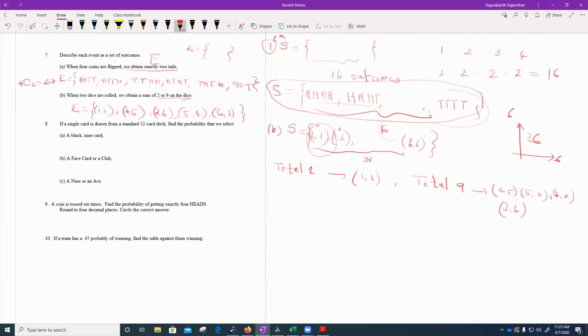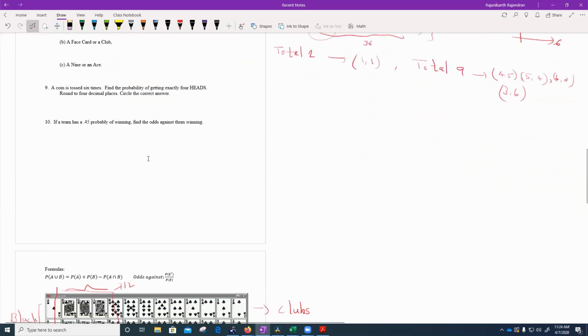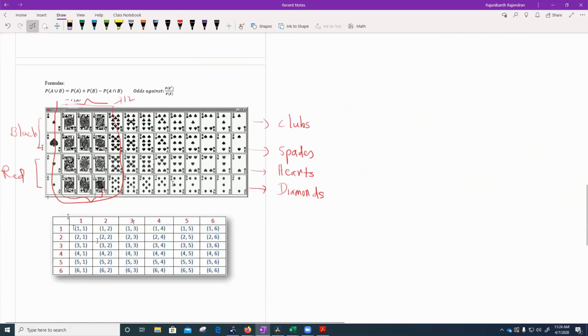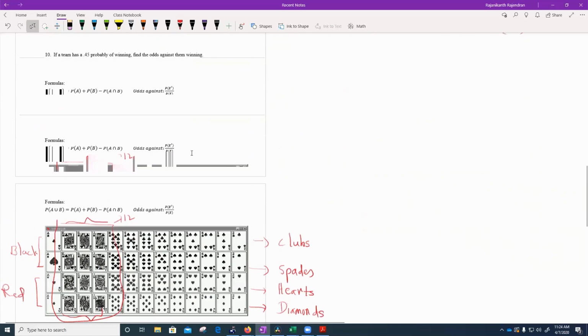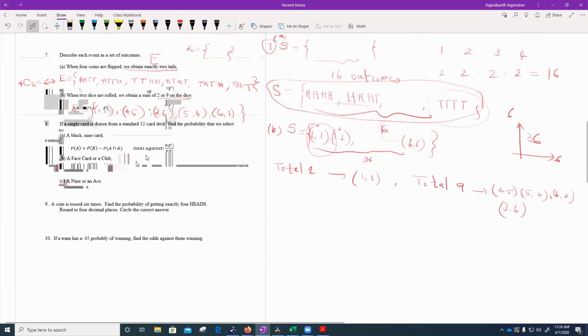Now this one is coming from 6.1 and 6.2, these three problems. If a single card is drawn from a standard 52 card deck, find the probability that we select those events. Remember, I am choosing only one card. What is my sample space for this problem? This is my sample space for that problem. You are choosing only one card. Now the question is finding the probability.